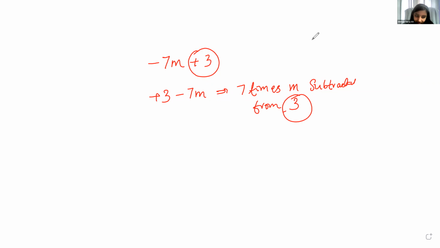Now, from 3, so I wrote 3 here first. Is it correct? Then subtraction means I put the subtraction sign. 7 times m means 7m. So 3 minus 7m.